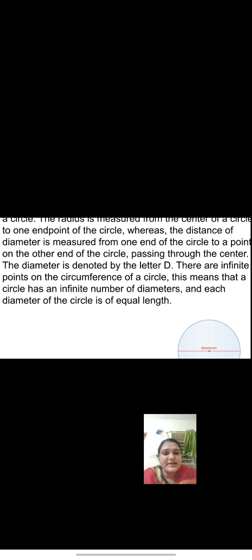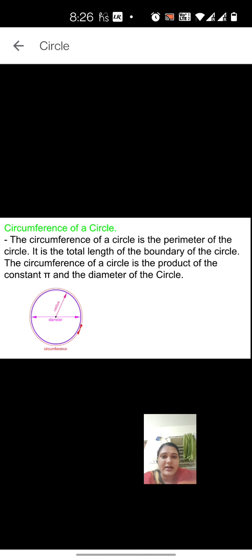The diameter is denoted by the letter D. There are infinite points on the circumference of the circle. That means that a circle has an infinite number of diameters. Each diameter of the circle is of equal length. In this diagram, you can clearly see the center, and we are joining two points on the circle by the line segment, the orange line segment. This orange line segment is known as the diameter of a circle.